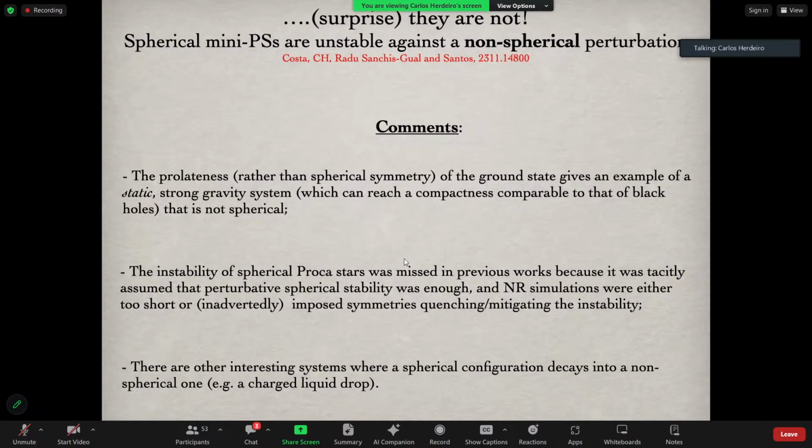I should also say that there were some results in the Newtonian regime that were already hinting at the non-stability of the spherical Proca stars. But the most surprising result, perhaps, is precisely in the compact relativistic regime, because our intuition from black holes is typically that as you get more compact, things become more constrained. And if you have some static system, it becomes rounded.